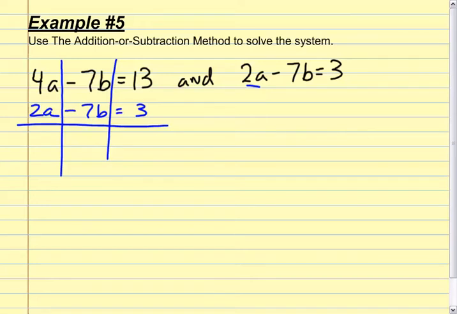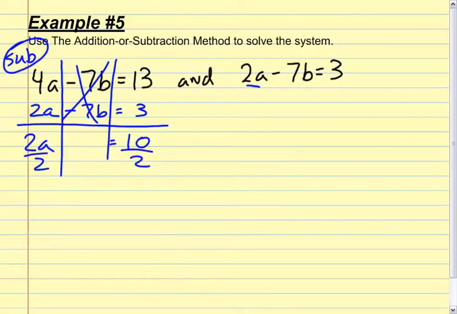Eva, do I want to subtract these things or add them? Subtract. Exactly, because they're the same sign. If they're the same sign, then I subtract. If they're opposite signs, I add them. Subtract. 4a minus 2a. Negative 7b minus negative 7b. They cancel. And what's 13 minus 3? Good. Where do I go from there? Okay, so then divide by 2.